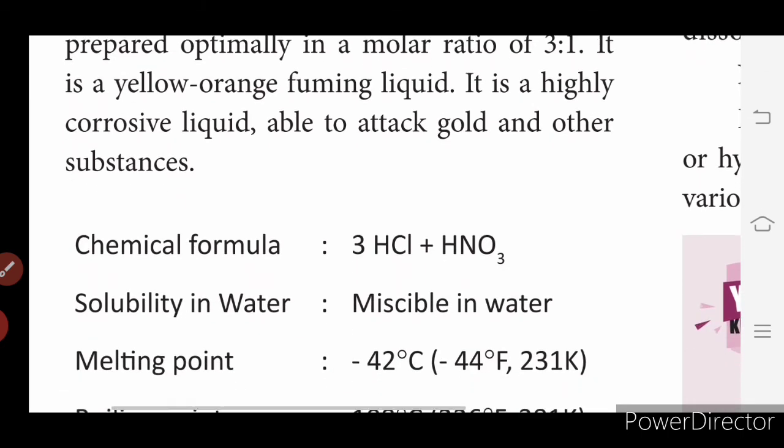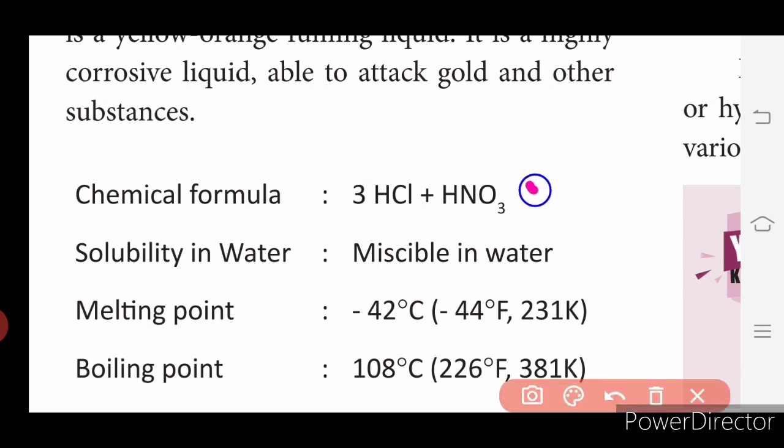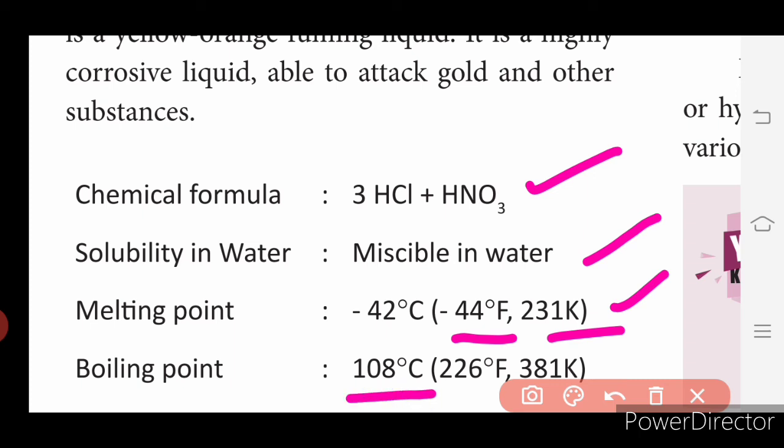The chemical formula is 3HCl + HNO3. It is miscible in water. The melting point is minus 42 degrees Celsius, which is minus 44 degrees Fahrenheit and 231 Kelvin. The boiling point is 108 degrees Celsius, 226 degrees Fahrenheit and 381 Kelvin.